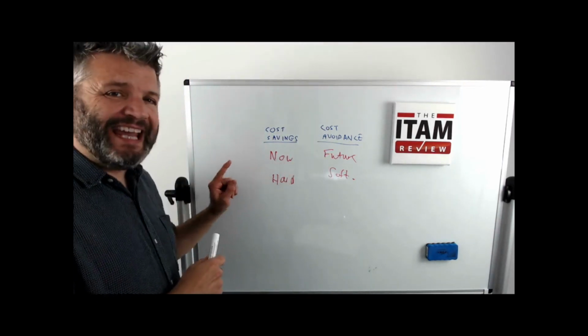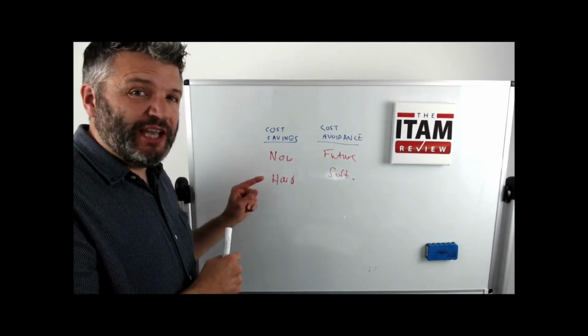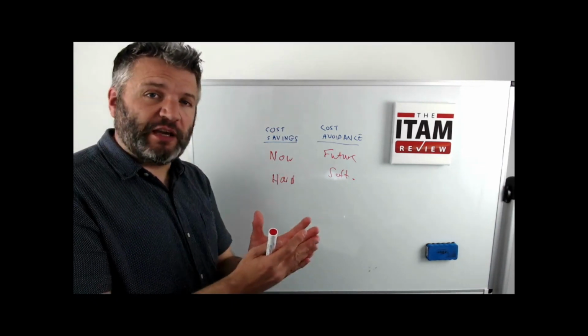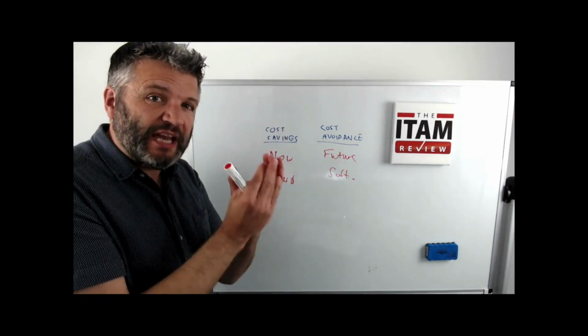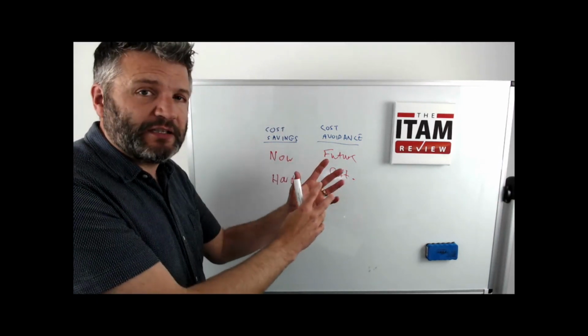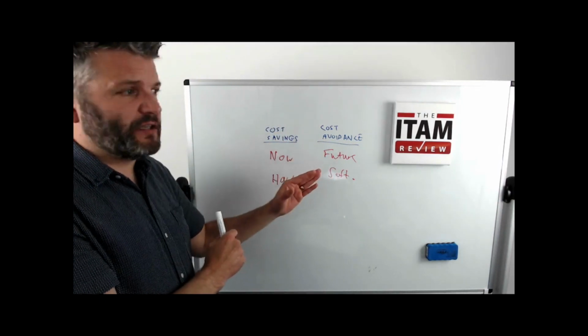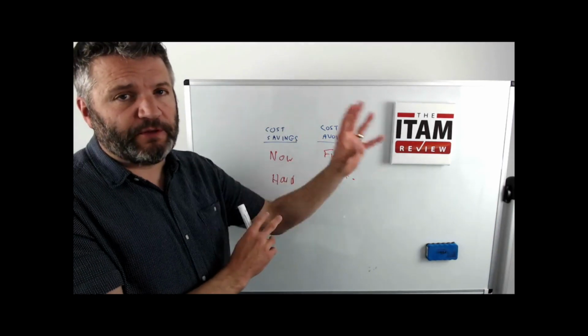Cost savings hit the budget this year, they hit the financial statements of the company. You can actually save the money and potentially spend it somewhere else. Whereas cost avoidance is doing things in the future that are going to hit future cycles.